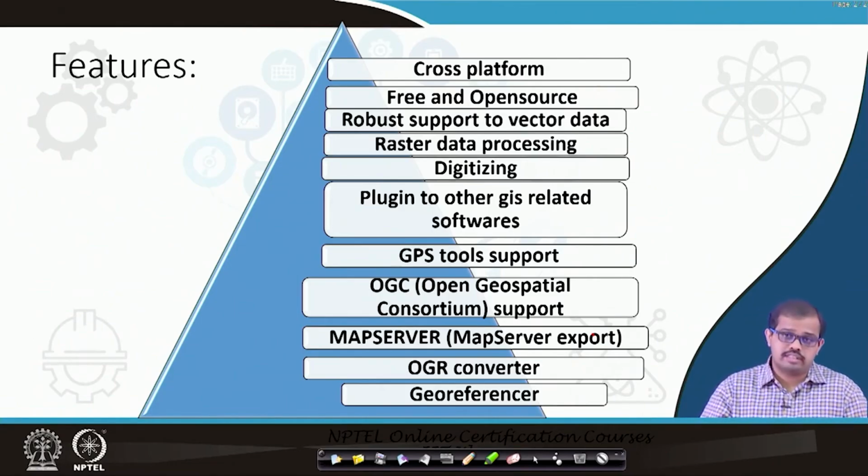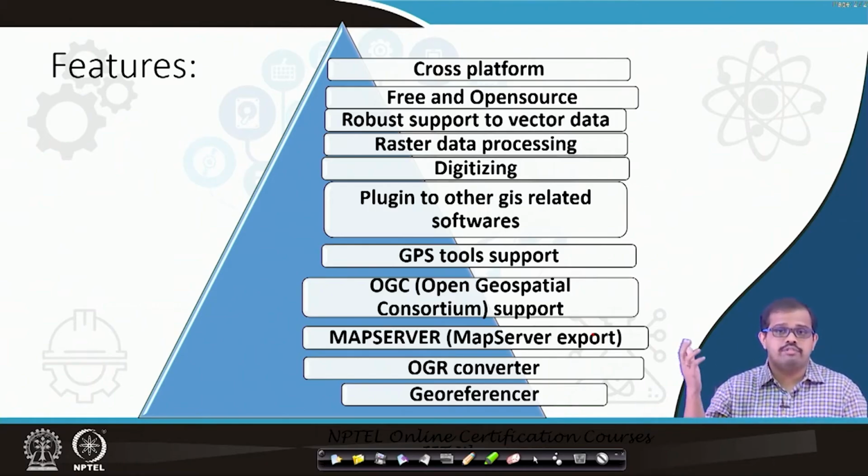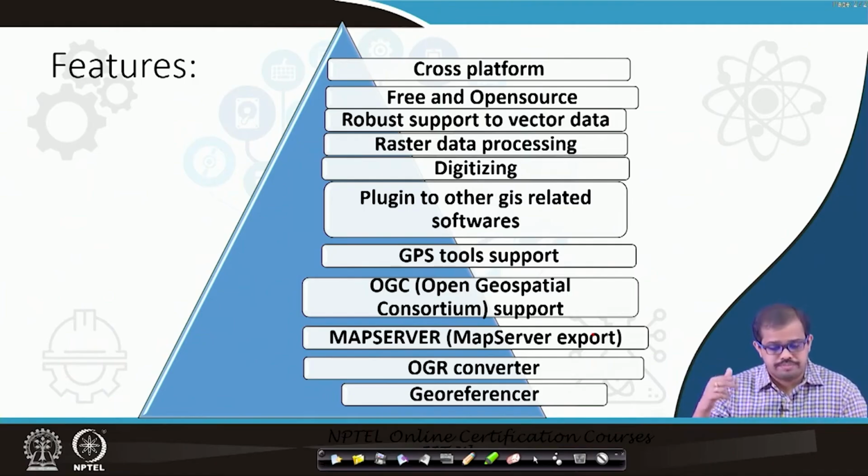Then you have raster data processing. This is with the help of GRASS. As we spoke previously, GRASS is very effective in terms of handling raster data. So this combines GRASS with itself, and the raster data processing is also quite effective. Digitizing. Like you do in any other proprietary GIS software, it can do 2D and 3D digitizing in a much easier way, the same way that you do in most of the other software.